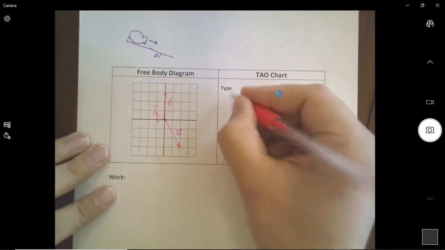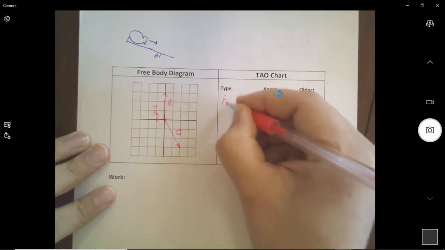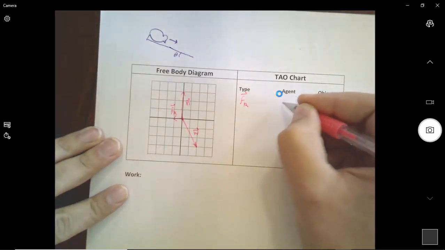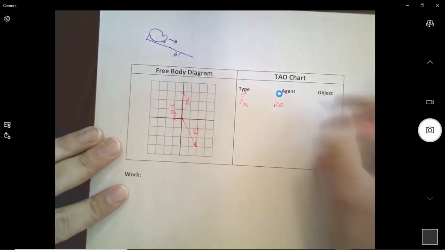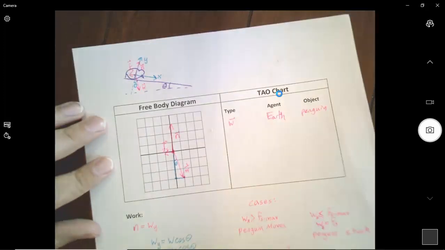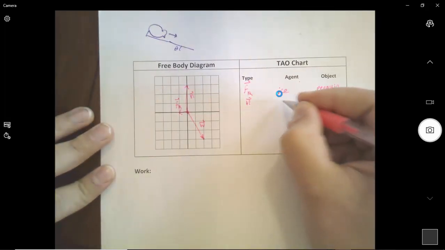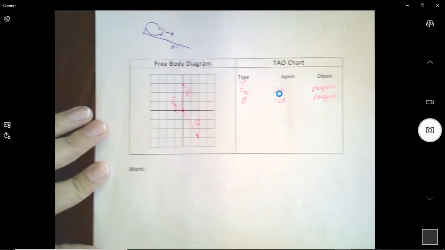We'll just repeat the TAL chart. Actually, in my class, I don't make you repeat the TAL chart completely if the forces are the same. So we'll just put the new force, so the agent is still the ice, and the object is the penguin. Actually, you know what? I didn't finish the TAL chart over here, did I? So we'll just put the normal force, since we forgot it last time. The agent is the ice, and the object is the penguin. There we go. Okay.